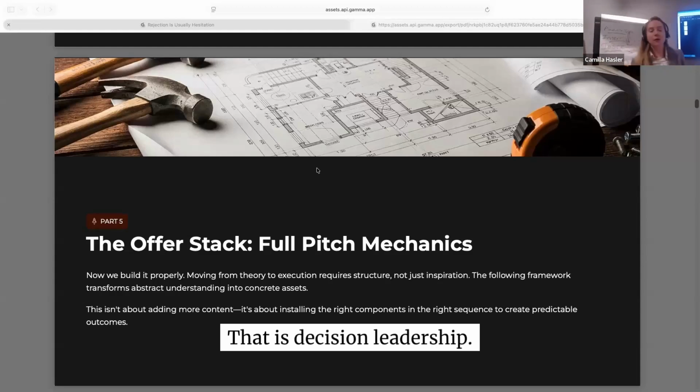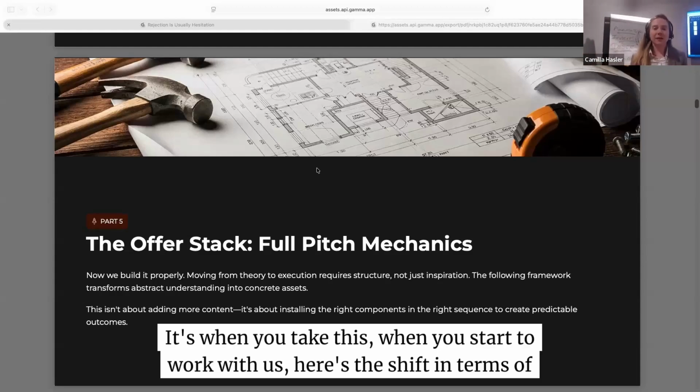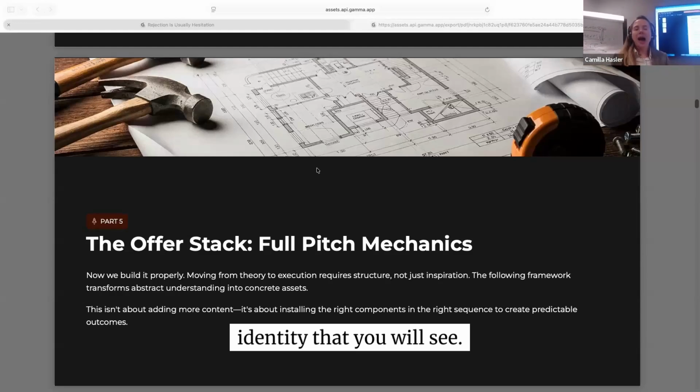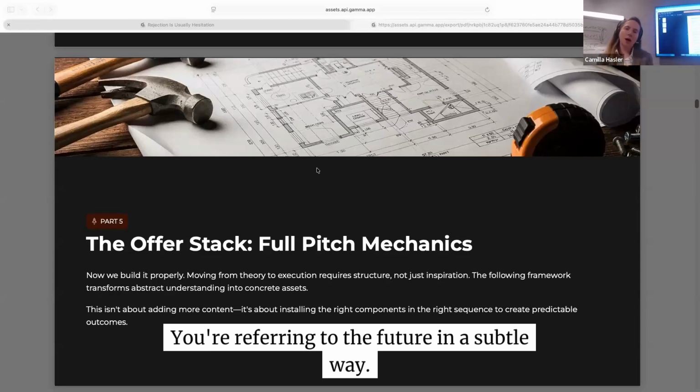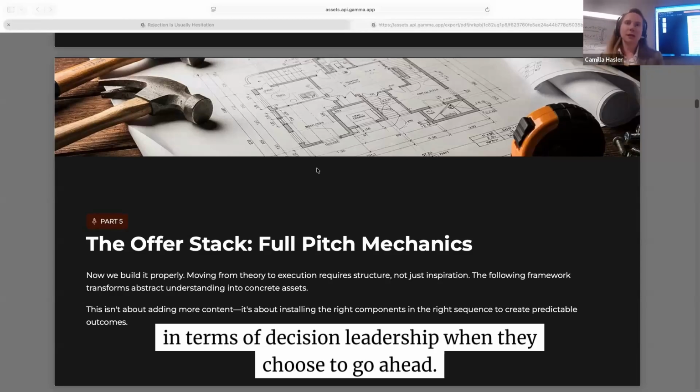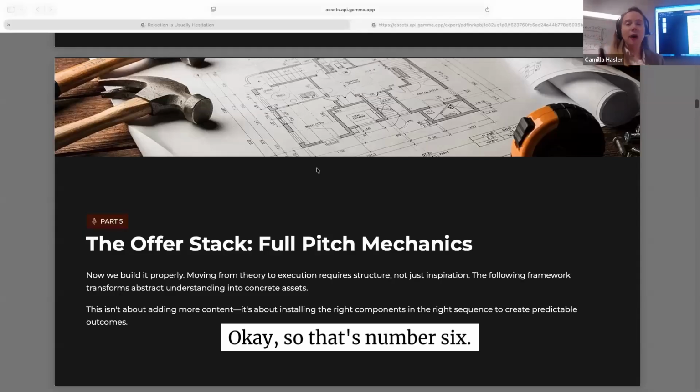That is decision leadership. It's when you take this, when you start to work with us, here's the shift in terms of identity that you will see. And that's what you're referring to here, right? You're referring to the future in a subtle way in terms of decision leadership when they choose to go ahead. Okay, so that's number 6.